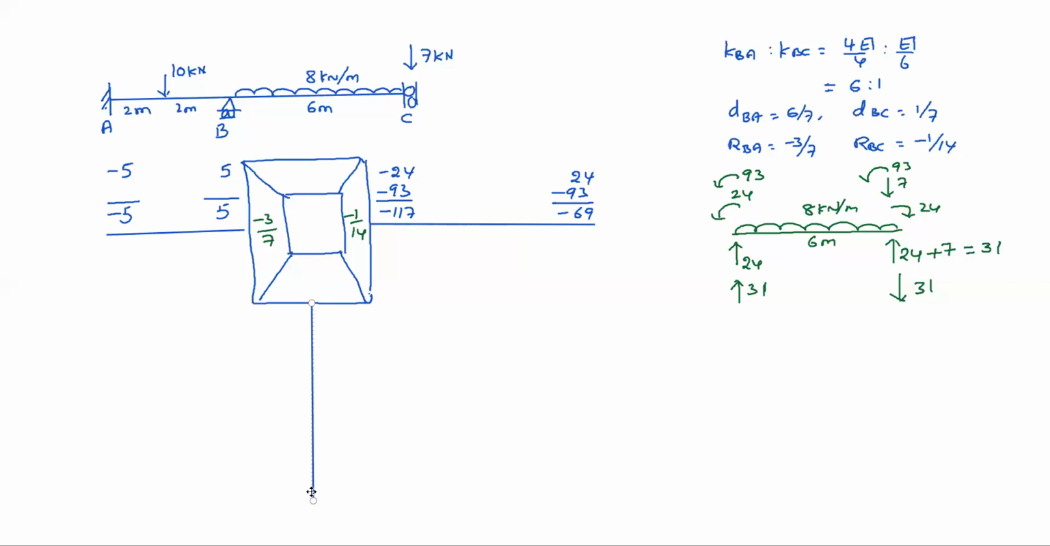Now net, the central, this one is -117 plus 5, -112. Okay, now -3 by 7 into 112, how much? 48. -1 by 14 into 112, 8. We will see final moments.